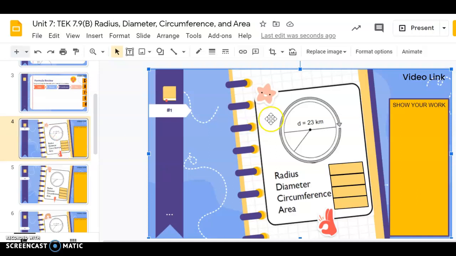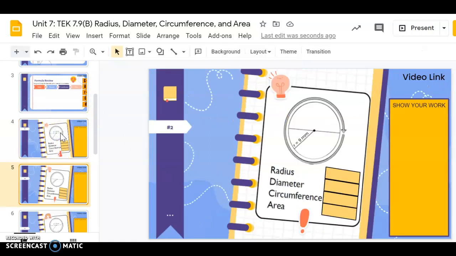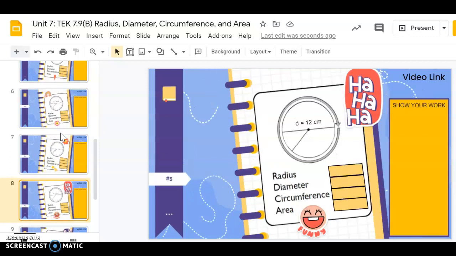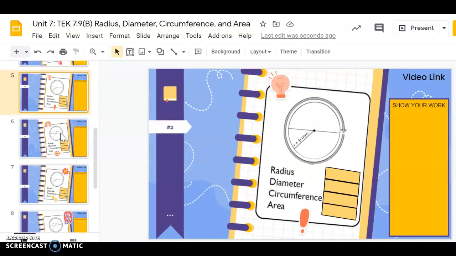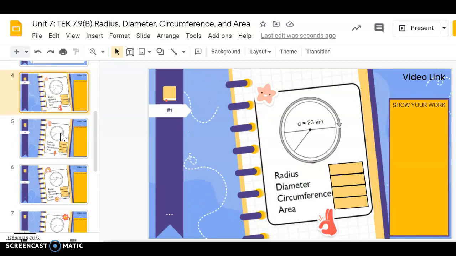Okay, welcome to problem number 1. You will notice going through all of this that all of the problems look the same. The only thing that's different is the stickers and also which way they're facing. But they're all asking for the same thing, just like our target statement was saying. We want the radius, diameter, circumference, and area of the circle that is on the thing.